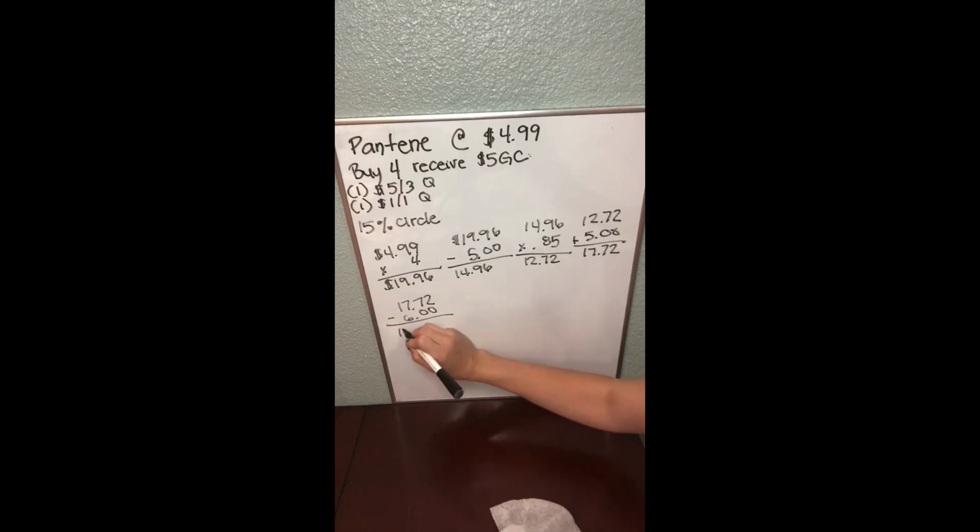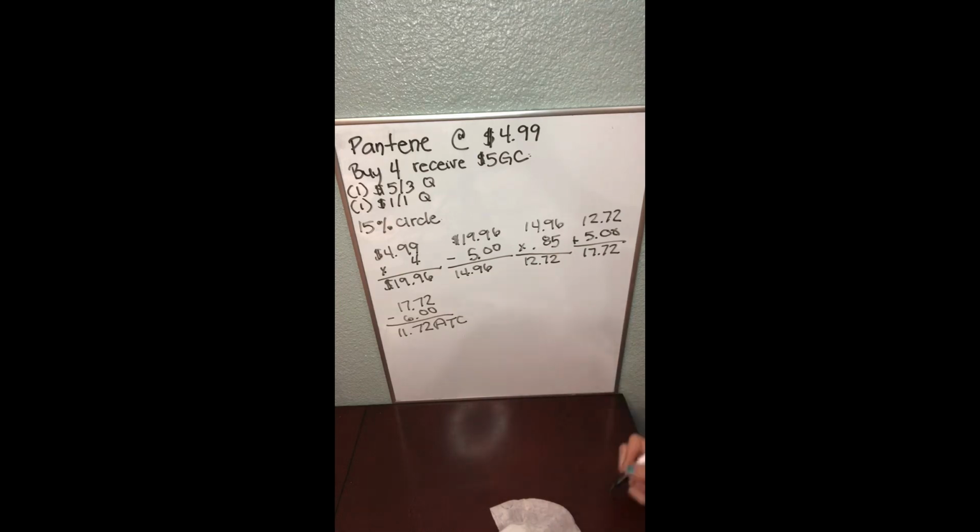That brings us to $11.72, and that would be our amount to cashier. And then the cashier is going to give us back a $5 gift card. So we have $11.72 minus the $5 gift card, because remember, if we tried to return any of these items, they would not expect us to give back this $5 gift card. They would just subtract the applicable portion of the gift card and give you the difference.